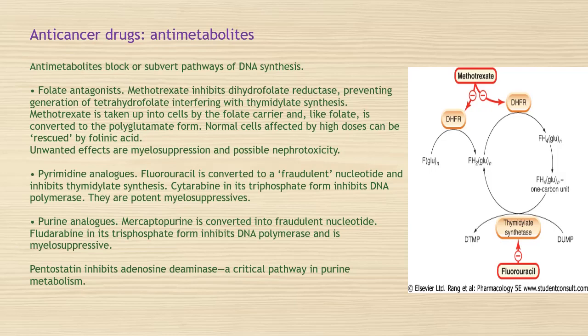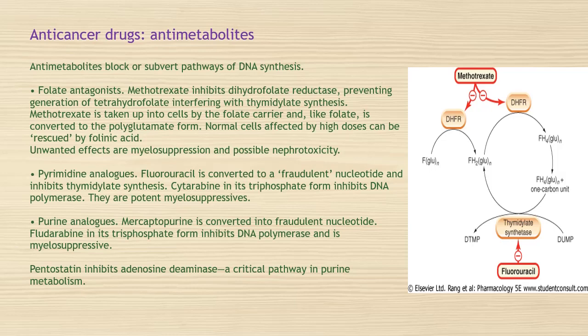The unwanted effects of this are myelosuppression and possibly nephrotoxicity with these drugs. So, methotrexate inhibits dihydrofolate reductase, preventing generation of tetrahydrofolate. This is the main result in interference with thymidylate synthesis. Another class of drugs, pyrimidine analogs, like fluorouracil, is converted to fraudulent nucleotide and inhibits thymidylate synthesis. Cytarabine, in its triphosphate form, inhibits DNA polymerase. It is a potent myelosuppressive.